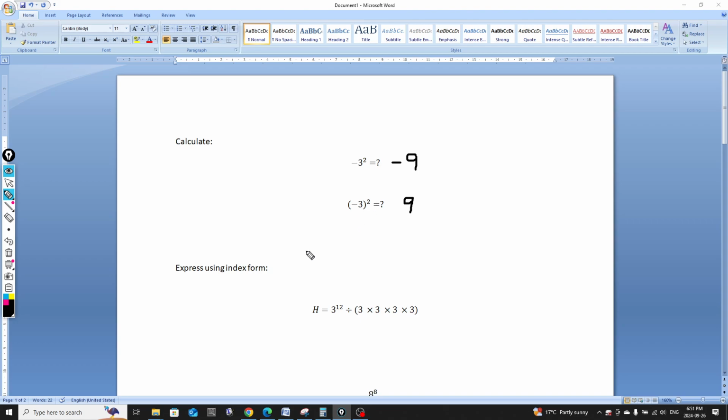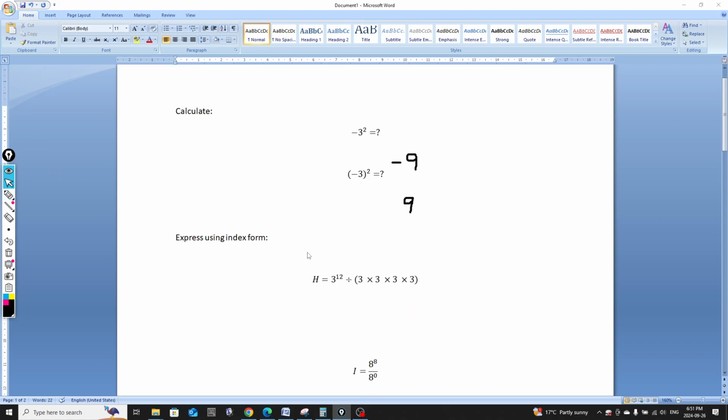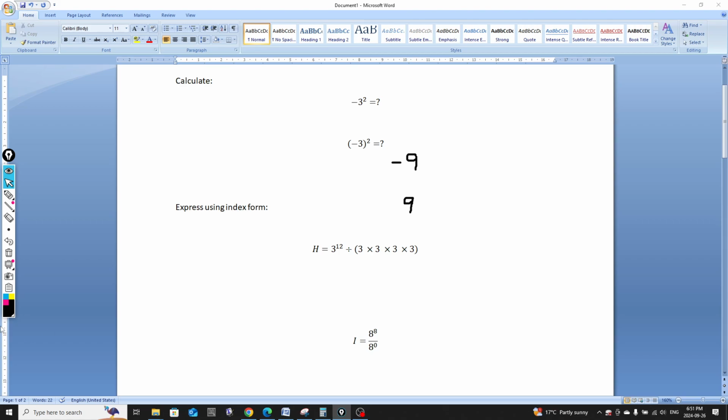Now here I'm asking you to express this using index form. Index form just means using exponents, so having a base and then a power and that's it. Essentially, there are the exponent laws, loi des exposants, that we will eventually talk about next week, and you can answer them with those laws, but you don't really need them for that.